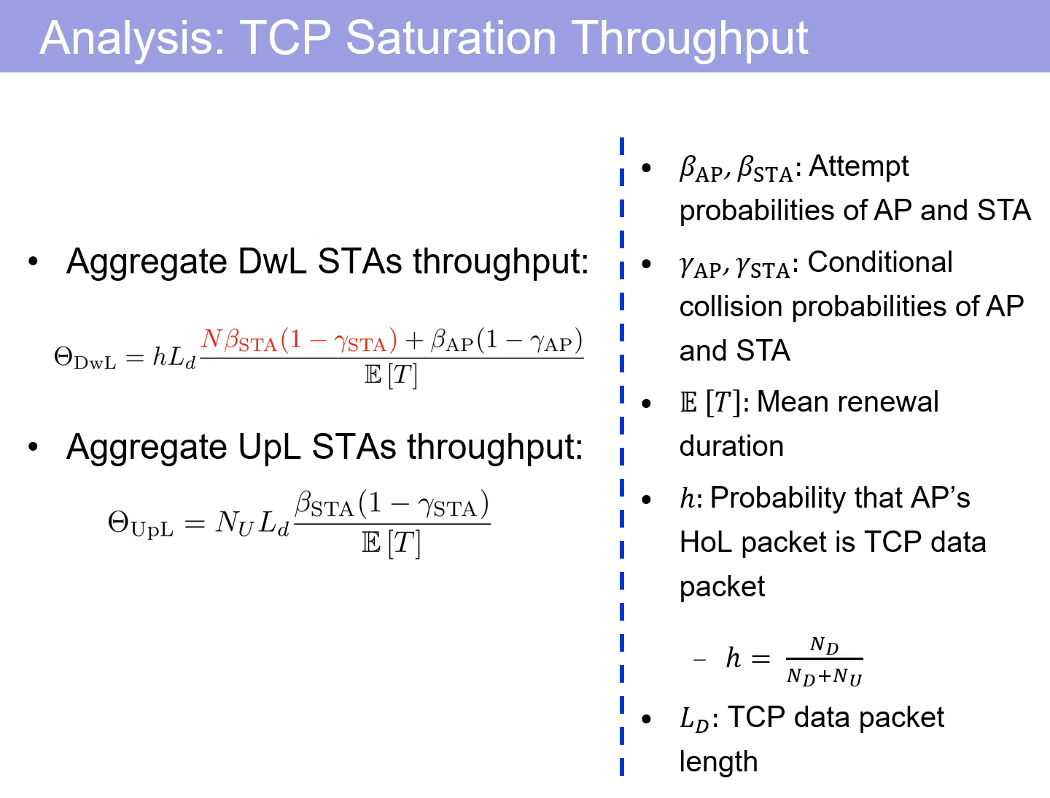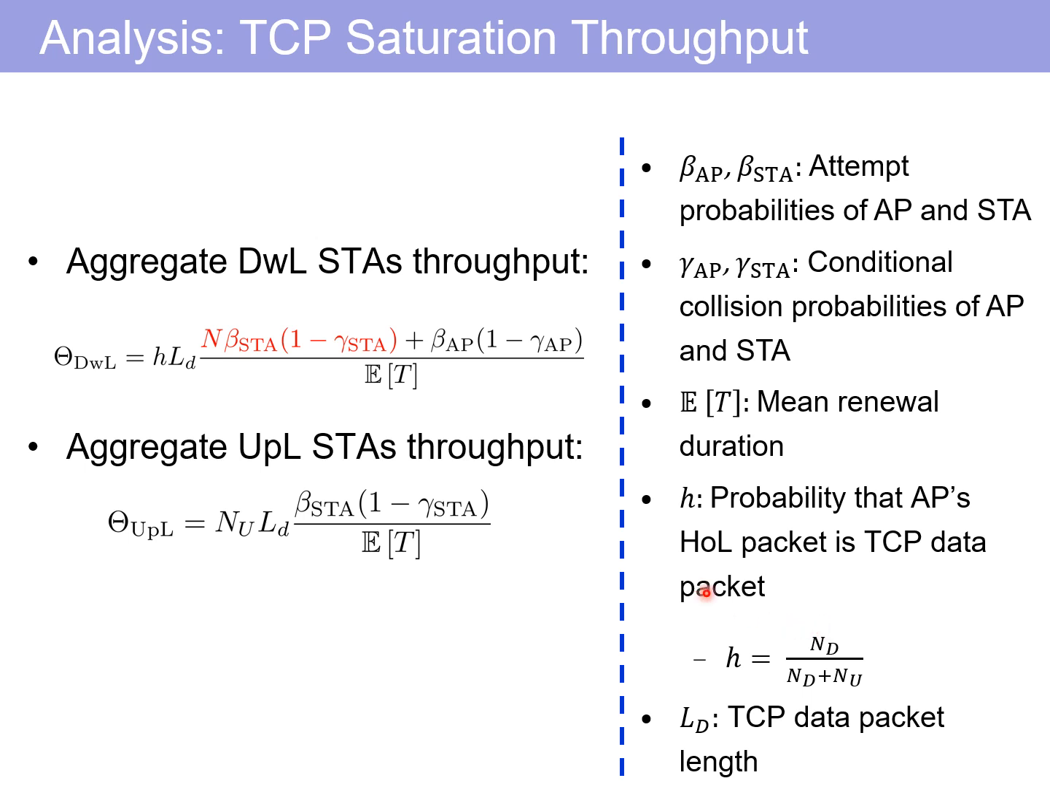Here we look at the expressions for the aggregate downloading and uploading STS TCP saturation throughput. We use the renewal reward theorem to arrive at these expressions. The numerator is the mean reward and the denominator is the mean renewal duration. The reward for the downloading STS throughput is LD when the AP successfully transmits a TCP data packet during an interval and is 0 otherwise. The AP's HOL packet, or head of line packet, is a TCP data packet with probability H. H is given by ND divided by N.